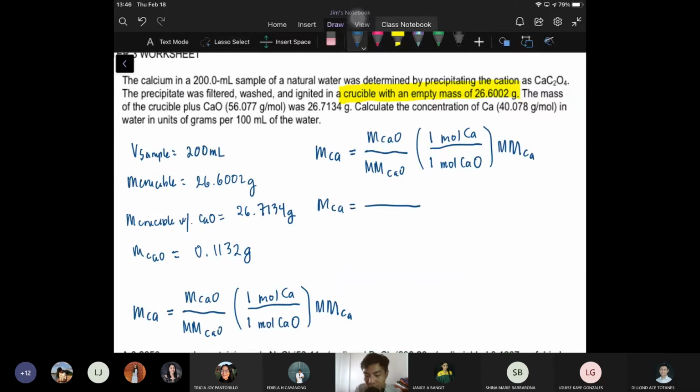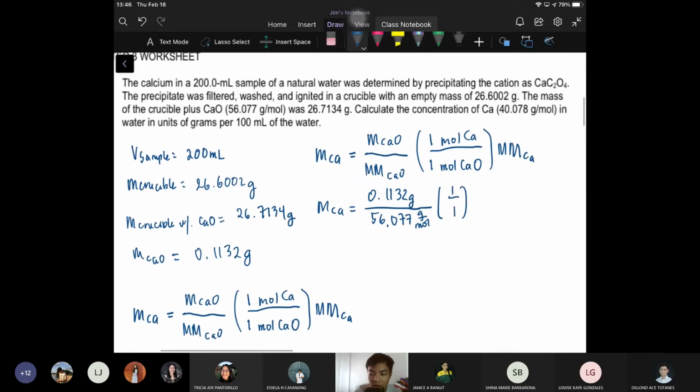Plug in 0.1132 grams. The molar mass of calcium oxide is already in the problem. So that is 56.077 g/mol, grams per mole. Then the factor is just 1 to 1. And then the molar mass of calcium, which is 40.078 g/mol. Okay. So after solving for this, you get your mass of calcium. Okay. So let me solve now. You solve too.